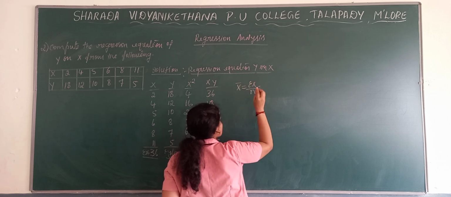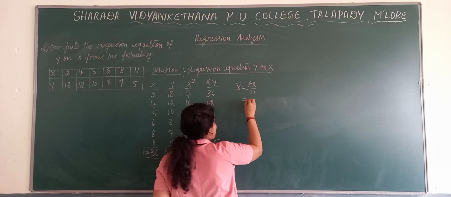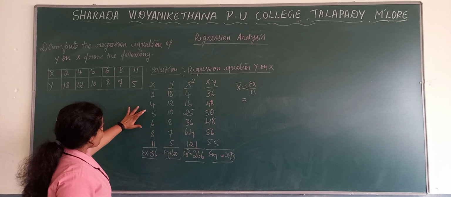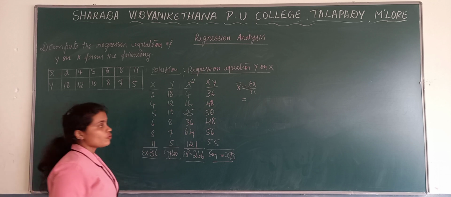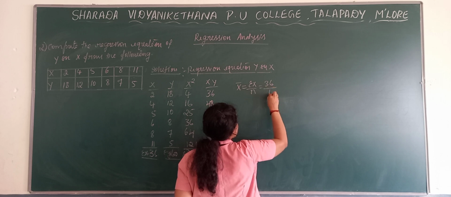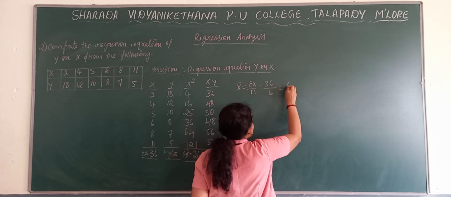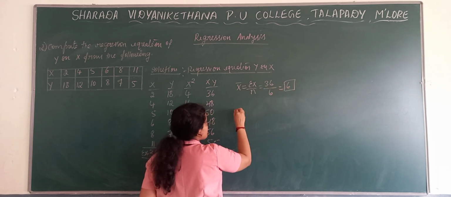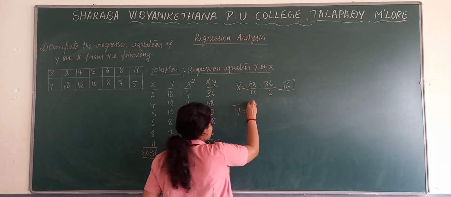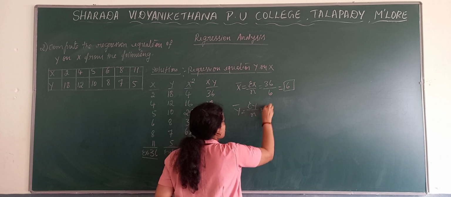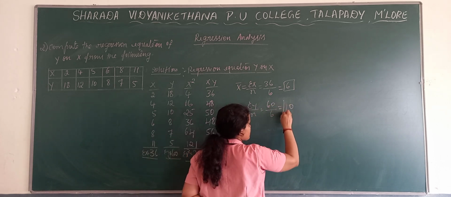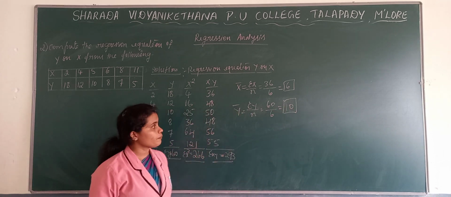x bar is sigma x by n. Here sigma x is 36. How many observations? 6 observations. So 36 by 6, we get x bar as 6. Then find y bar, sigma y by n. So 60 by 6, we get y bar as 10.